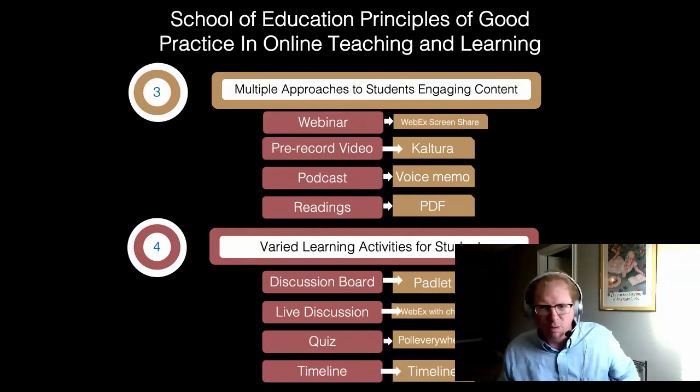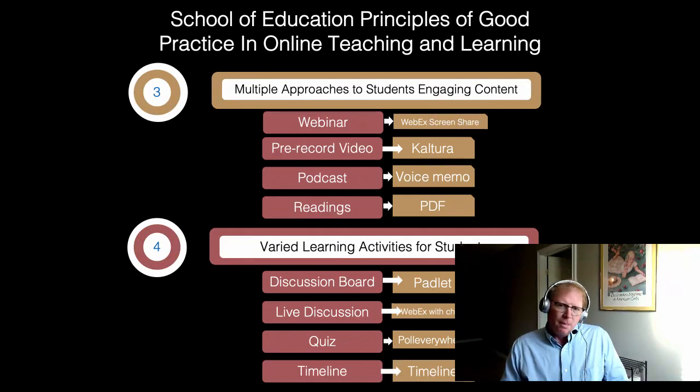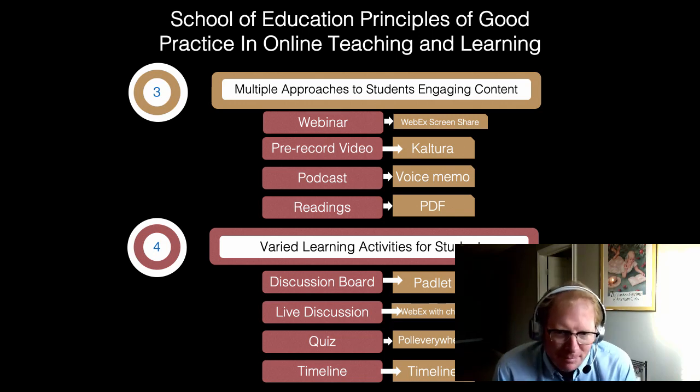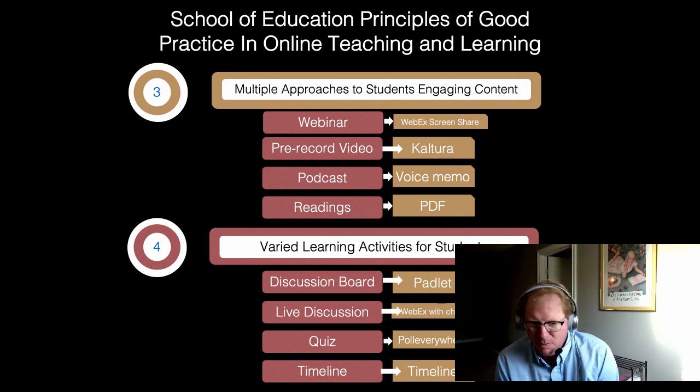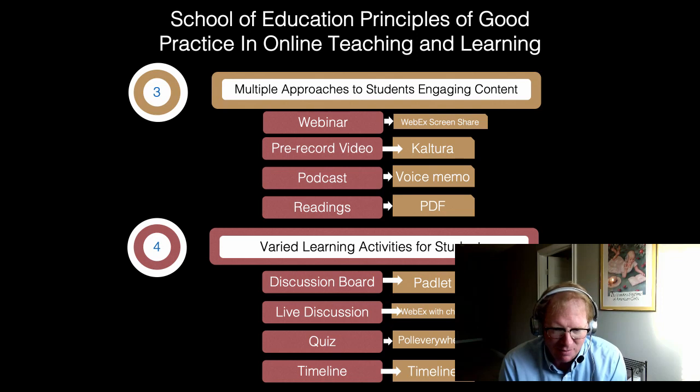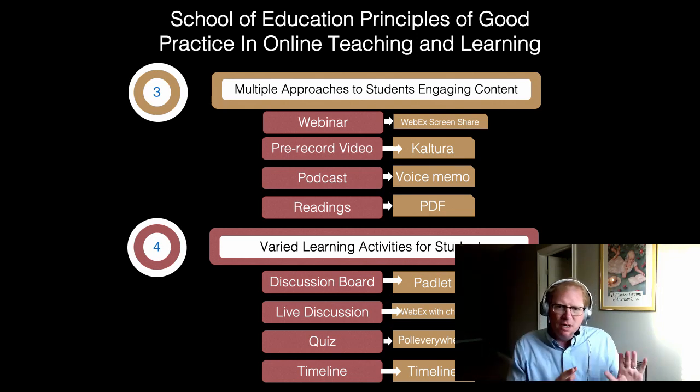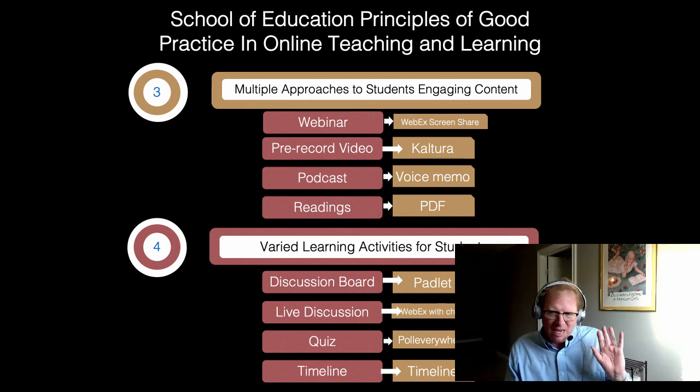Or third, you have multiple approaches to engaging students. Well, you can do a webinar. You can have a pre-recorded video. A way to do that is to use the technical tool of Cultura as a program. You could do a podcast through voice memos, and you could describe things and have people listen to that. Or the simple aspect of a reading and posting it and having a PDF file. There are other ways, by the way, technically to do this. What I'm trying to point out is that there are multiple ways to engage students in content that we may think about or we might not think about.